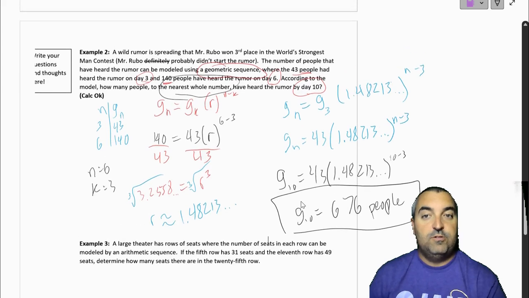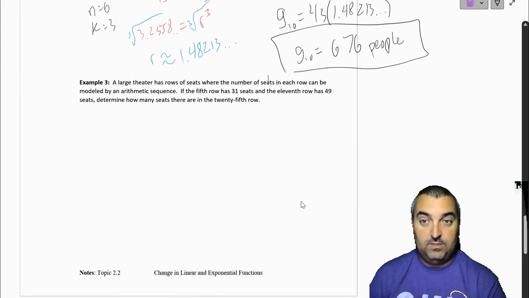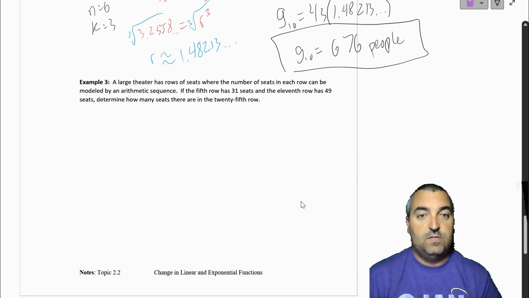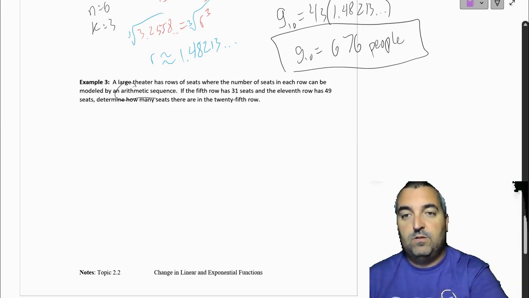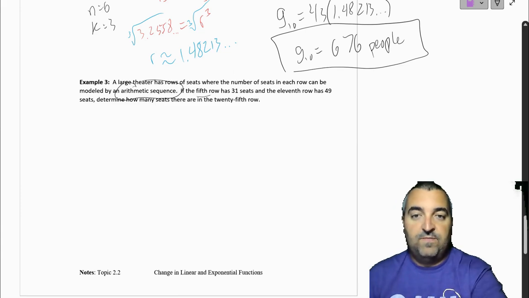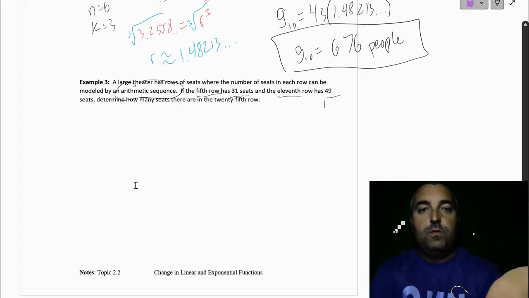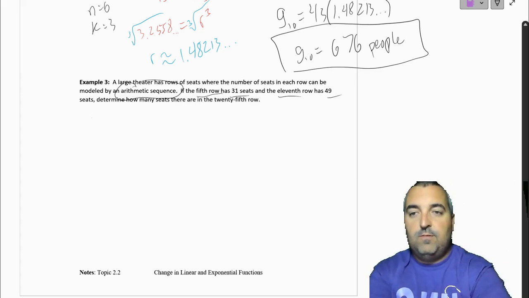All right, so there is a geometric sequence problem. Here is an arithmetic one. So example 3: a large theater has rows of seats where the number of seats in each row can be modeled by an arithmetic sequence. If the fifth row has 31 seats and the 11th row has 49 seats, determine how many seats there are in the 25th row. So same idea as before. I'm going to do just a little table so I can organize. So 5 gave me 31 and 11 gave me 49.